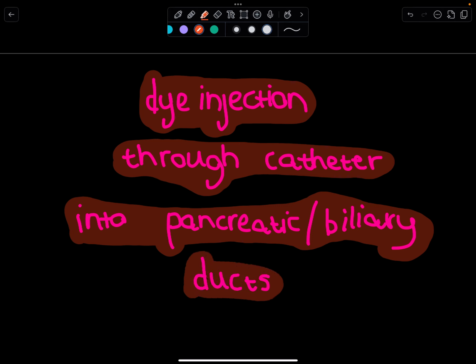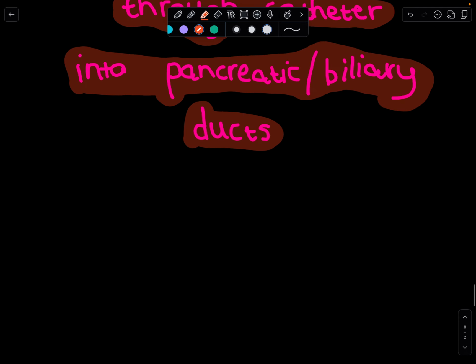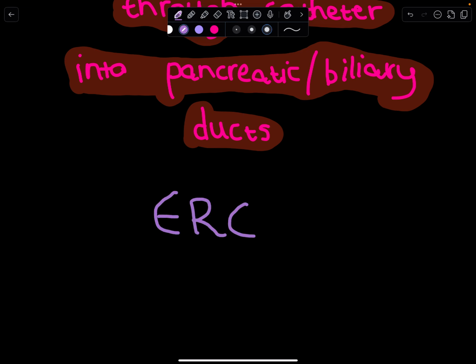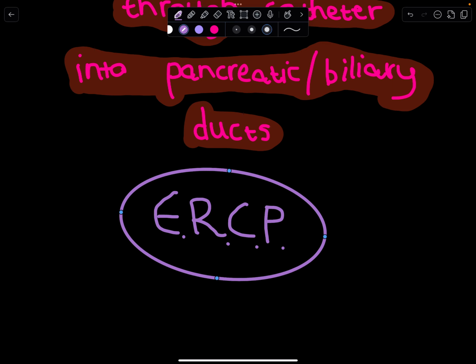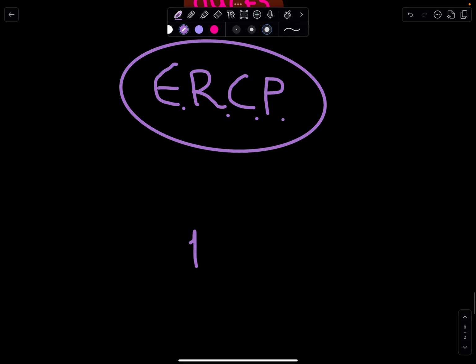So what is this? Why do we do it? And what is ERCP? ERCP, or endoscopic retrograde cholangiopancreatography, is a procedure to examine and treat problems in the bile and pancreatic ducts. A doctor uses an endoscope, a flexible tube with a camera, inserted through the mouth to the small intestine where the ducts drain. A catheter injects contrast dye into the ducts, and x-rays show blockages, stones, tumors, or narrowing.